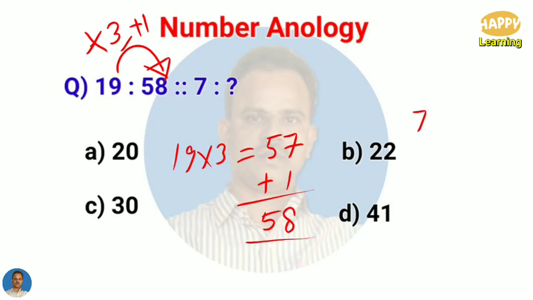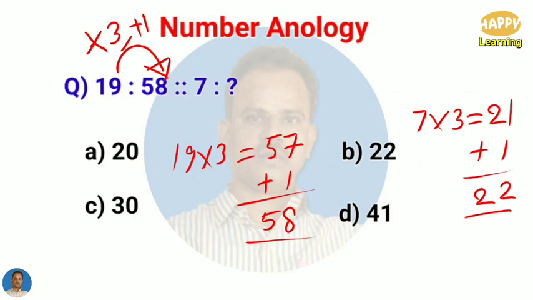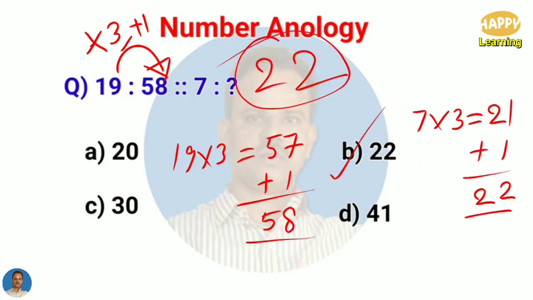Similarly, 7 into 3 equal to 21. If you add 1, 21 plus 1 becomes 22. So 22 is the answer. So option B is the answer. Okay, right.